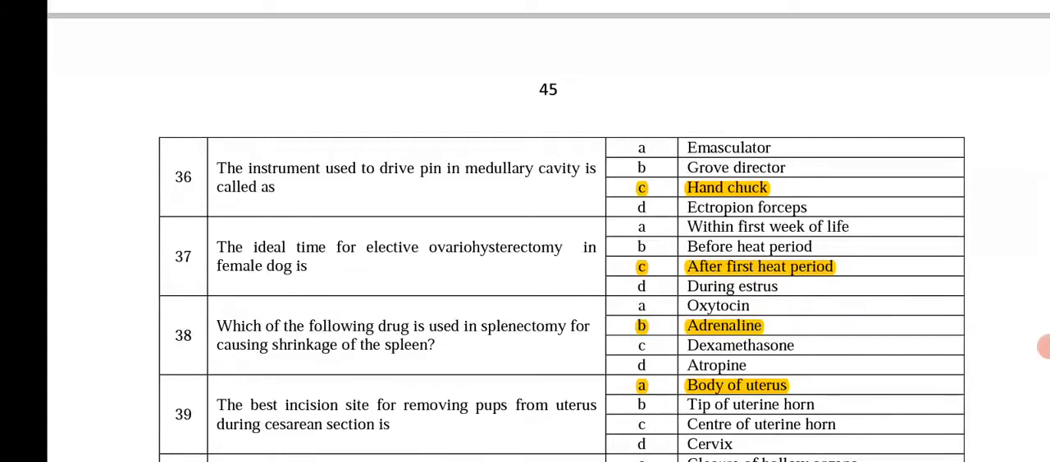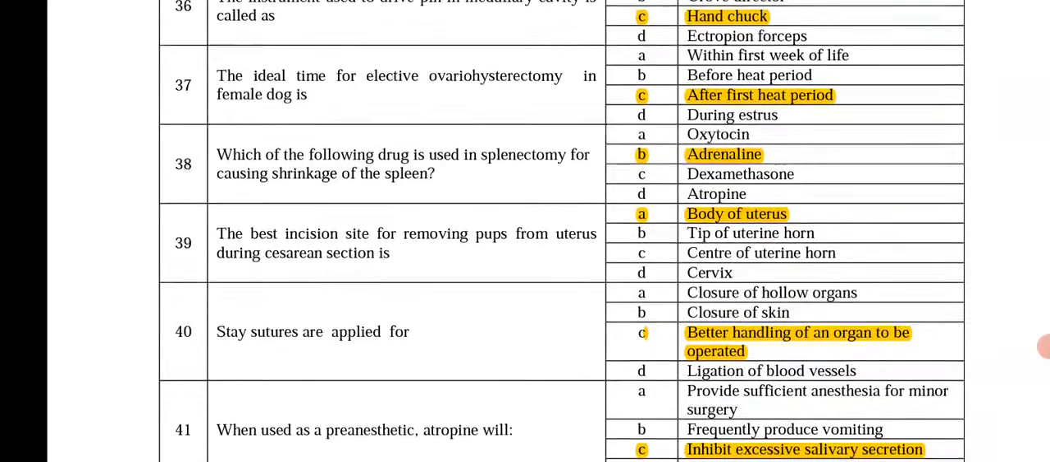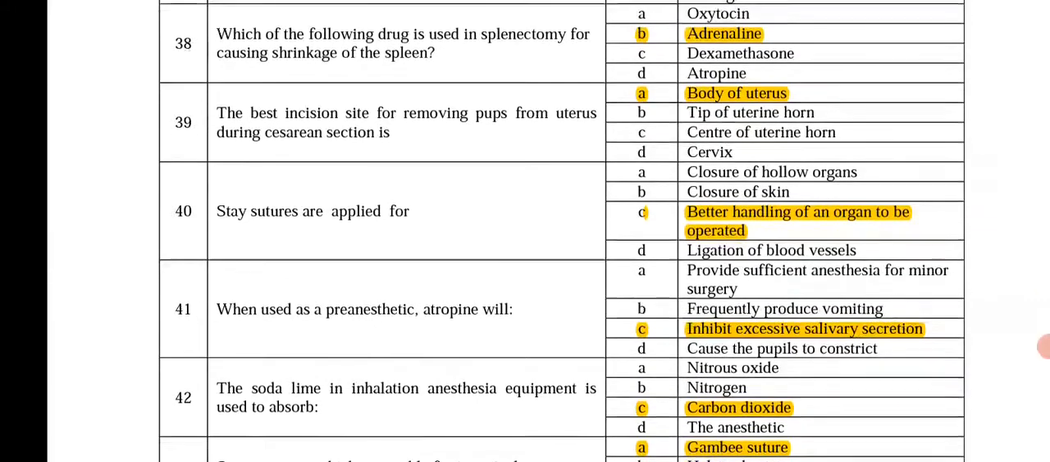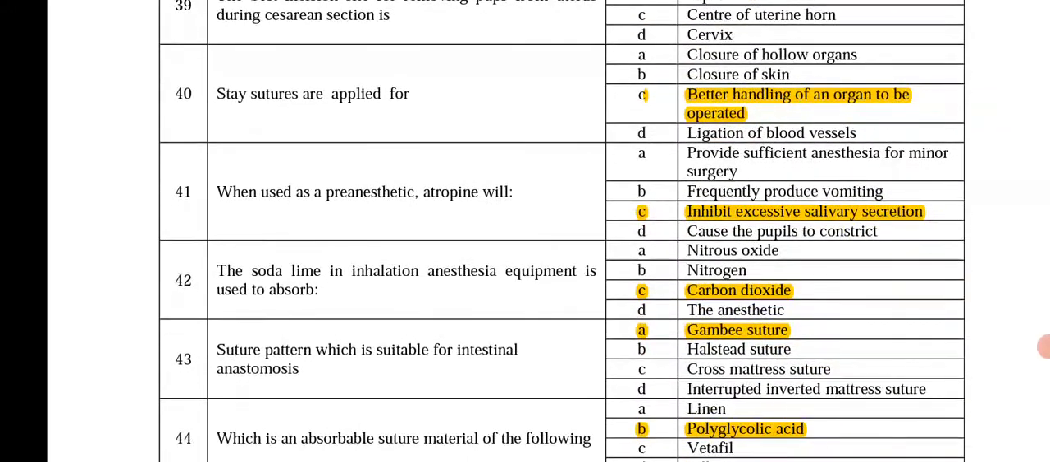The instrument used to drive pins in the medullary cavity is called a hand chuck. The ideal time for elective ovariohysterectomy in a female dog is after first heat period. Which of the following drugs is used in splenectomy for causing shrinkage of spleen? Adrenaline. The best incision site for removing pups from uterus during cesarean section is body of uterus. Stay sutures are applied for better handling of an organ to be operated. When used as pre-anesthetic, atropine will inhibit excessive salivary secretion. The soda lime in inhalation anesthesia equipment is used to absorb carbon dioxide.